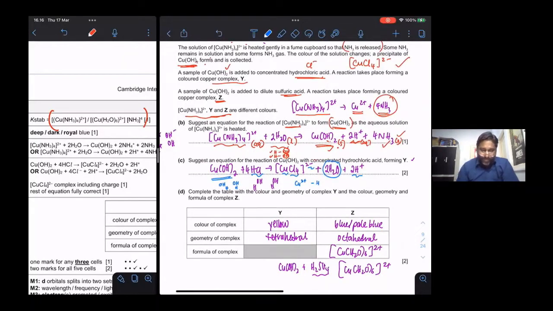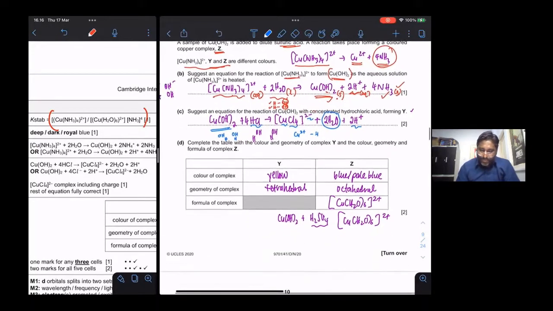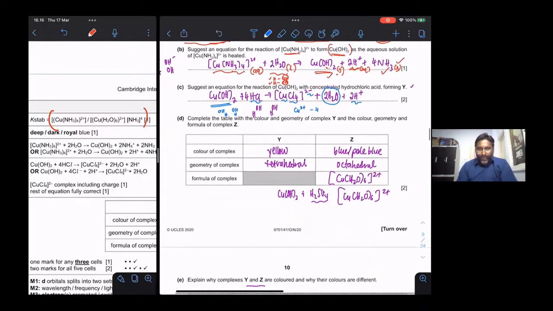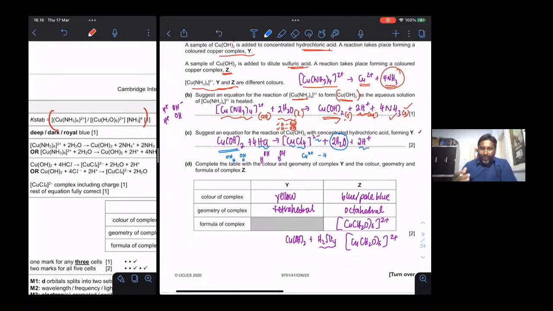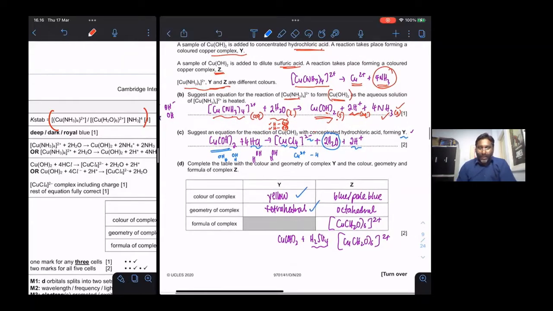Okay, now next question. Complete the table with the color and the geometry. So you see the first one, the Y. Yeah, Y we know, is going to be CuCl4 2 minus. Okay, the color of the complex is going to be yellow. Yeah, and this is going to be a tetrahedral structure. Yeah, and then the Z.